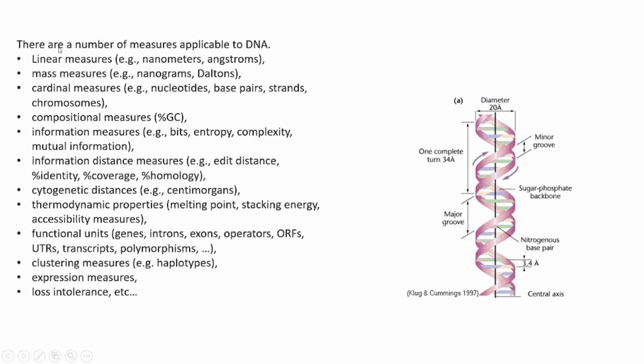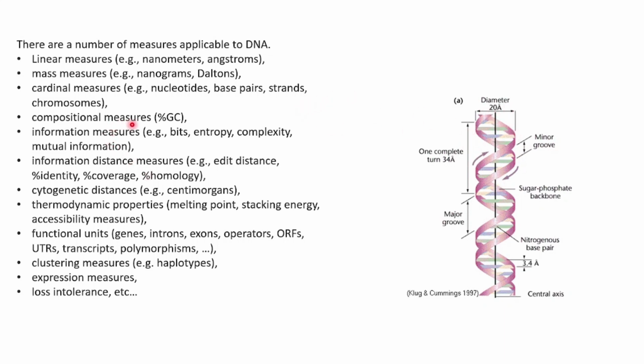Some kinds can be linear measures, like we use nanometers and angstroms to talk about the length of DNA. We can use mass measures when people are conducting experiments in the lab, like nanograms or Daltons. There are obviously cardinal measures like base pairs and nucleotides. So we know the DNA structure. We know that the nucleotides form base pairs, so that's what we always use.